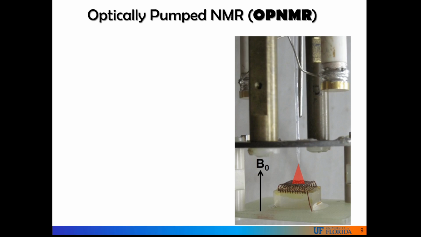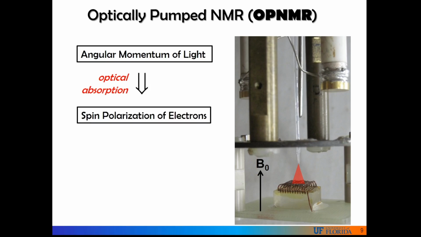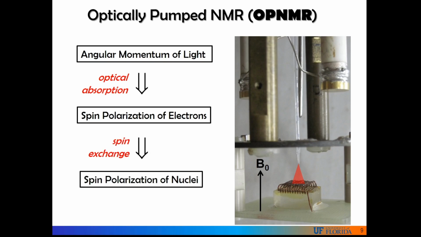The way optical pumping works is you take circularly polarized light, and through optical absorption and angular momentum conservation, we polarize the electron spins. And through spin exchange with nuclei, we polarize nuclei, and those are detected by ordinary NMR.